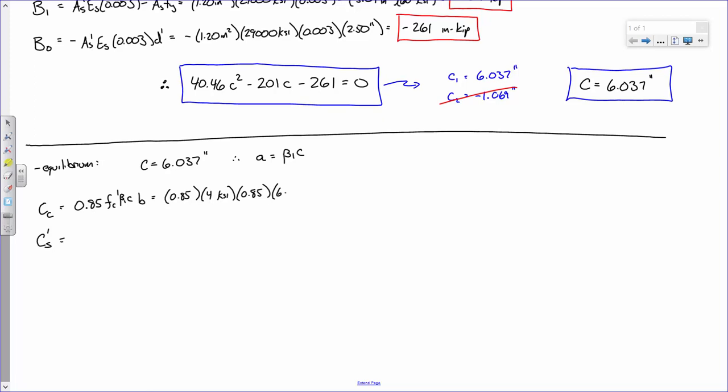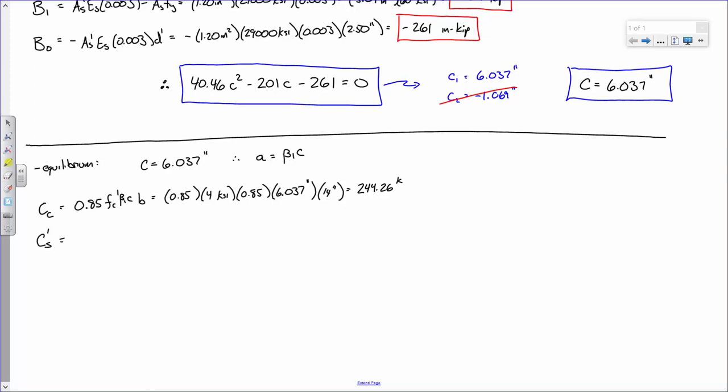So this is 0.85 times 4 KSI, 0.85. Remember, 6.037, new C value, 14 inches. What does that come out to be? Now let's track some decimals on this. Let's go to like two decimal places. .26 kips. Do I have a second on that? Yep. Okay, now, watch this.